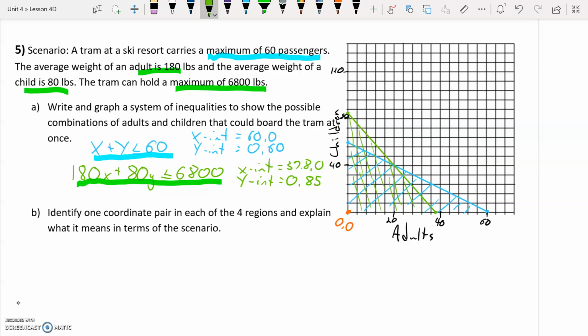So what we end up with are 4 regions in our graph. And the region that is double shaded is the region that makes both inequalities true. That's the region that we're looking for.